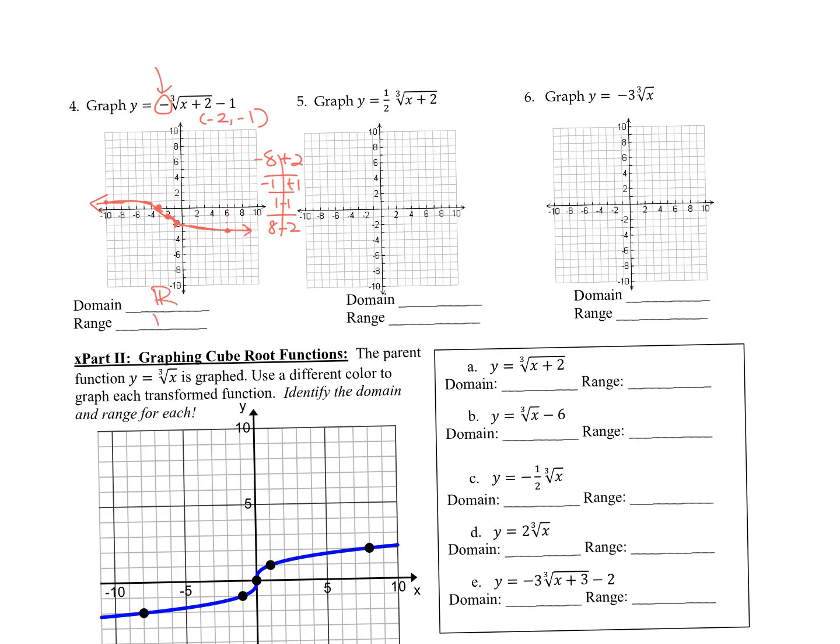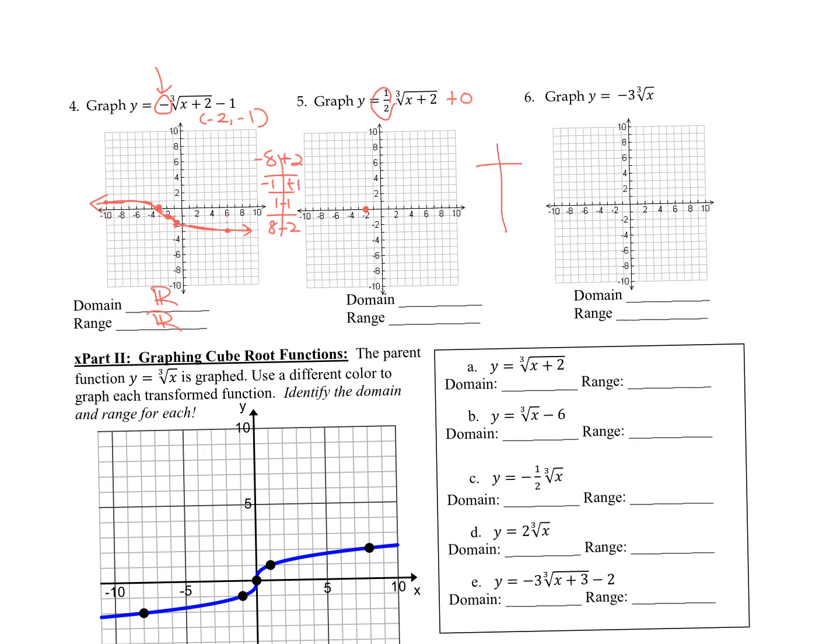Still, domain and range is all real numbers. What happens when I multiply by a fraction? Well, I only do half my vertical movement. So notice that there's no vertical shift here, but there is a horizontal shift to the left 2. I have to do the opposite of what I see.